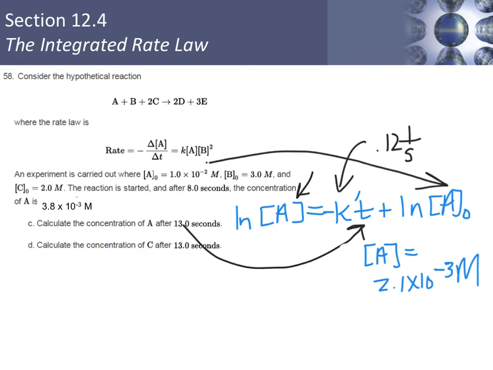And then for part D, it asks for us to calculate the concentration of C after 13 seconds, which we certainly could do. However, in this problem, we focused on the concentration of A, and we kept the concentration of B and C very, very large compared to the concentration of A, so that essentially they would remain unchanged. If you went through and did the math, you would find after sig figs that the concentration is essentially unchanged. And so it would be 2 molar, the original concentration of C, after 13 seconds.